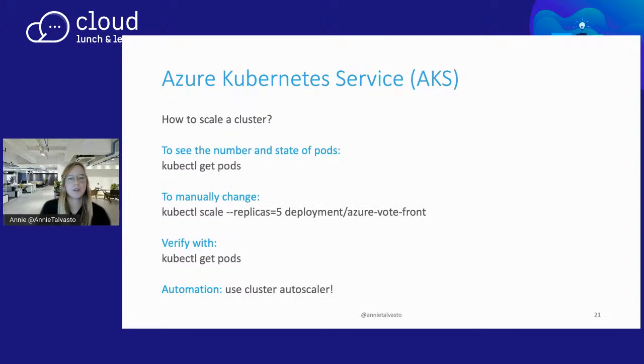How to scale a cluster might be a question that you're wondering. You can see the number and state of pods with kubectl get pods, and you can then manually change the number of pods that you have with kubectl scale, and then put the replicas number in. And if you want to use automation, you can use cluster autoscaler. I quite often recommend using an autoscaler and automation, because if you're spending less time managing little things, you can focus more on the things that matter most to you on your developing journey. You can verify with kubectl get pods as well.